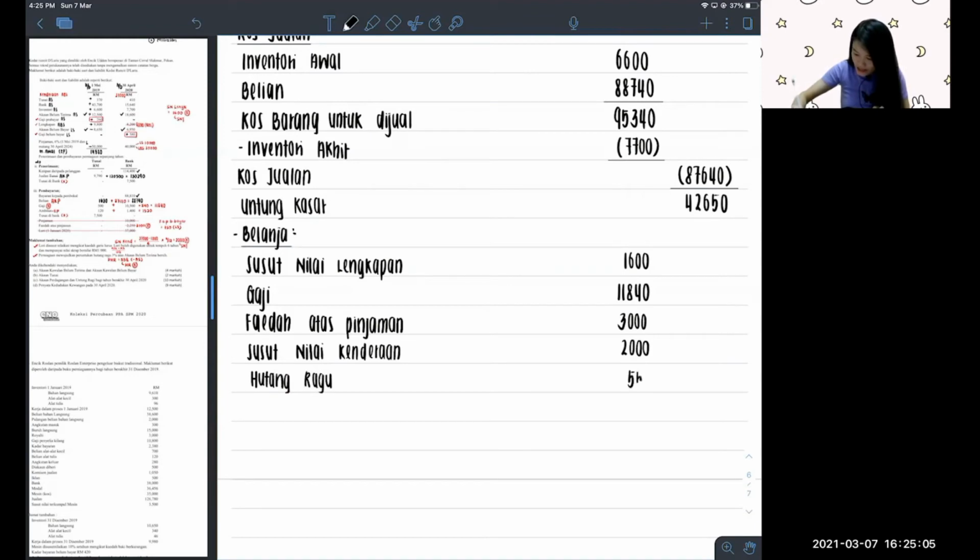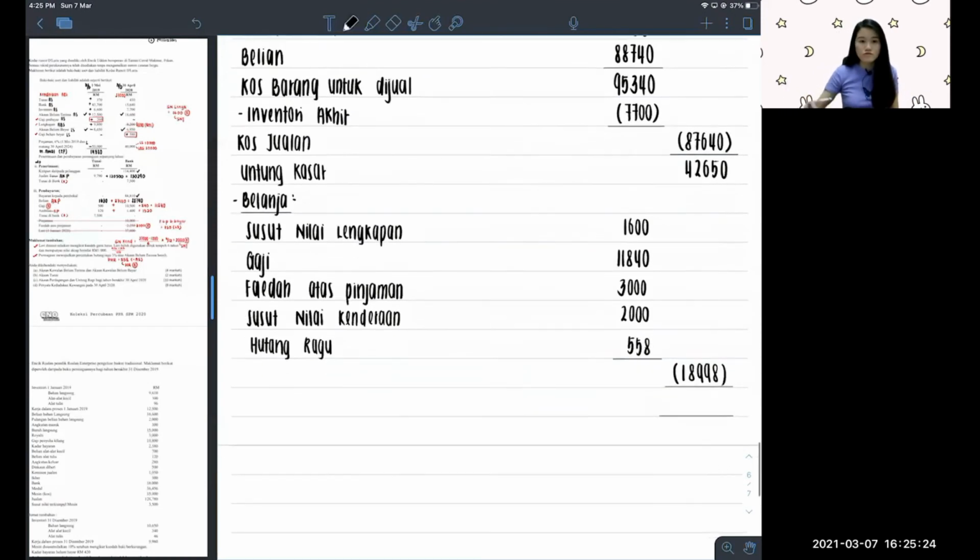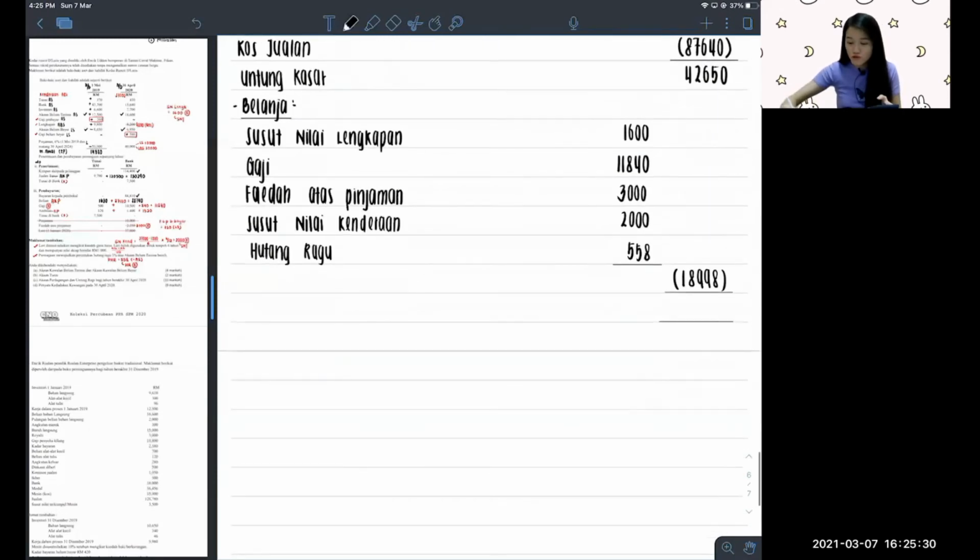So can you guys all get these 5 belanja? It should be just 5. Okay, all right, so combine together. $18,998 for in bracket 2 minus. So your total belanja, okay, hasil untung kasar tolak belanja, your untung per se is going to turn out to be 23,652. 23,652, and this is untung per se. Alright, so finish already. This is account perdagangan dan untung rugi.